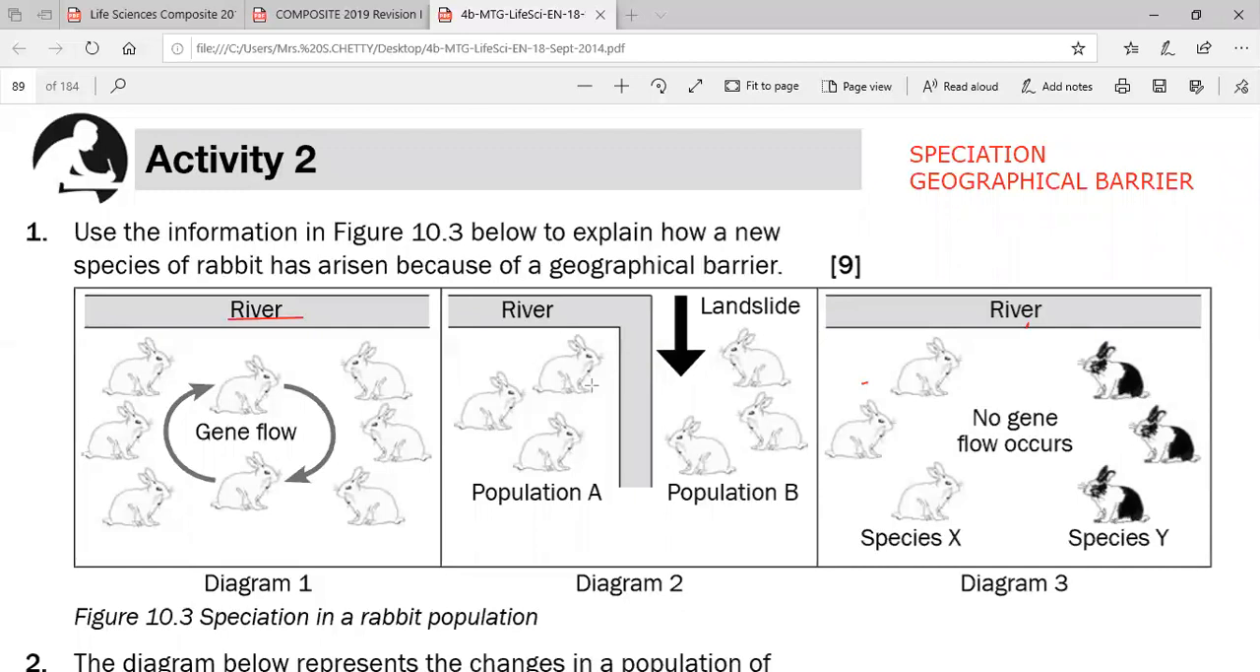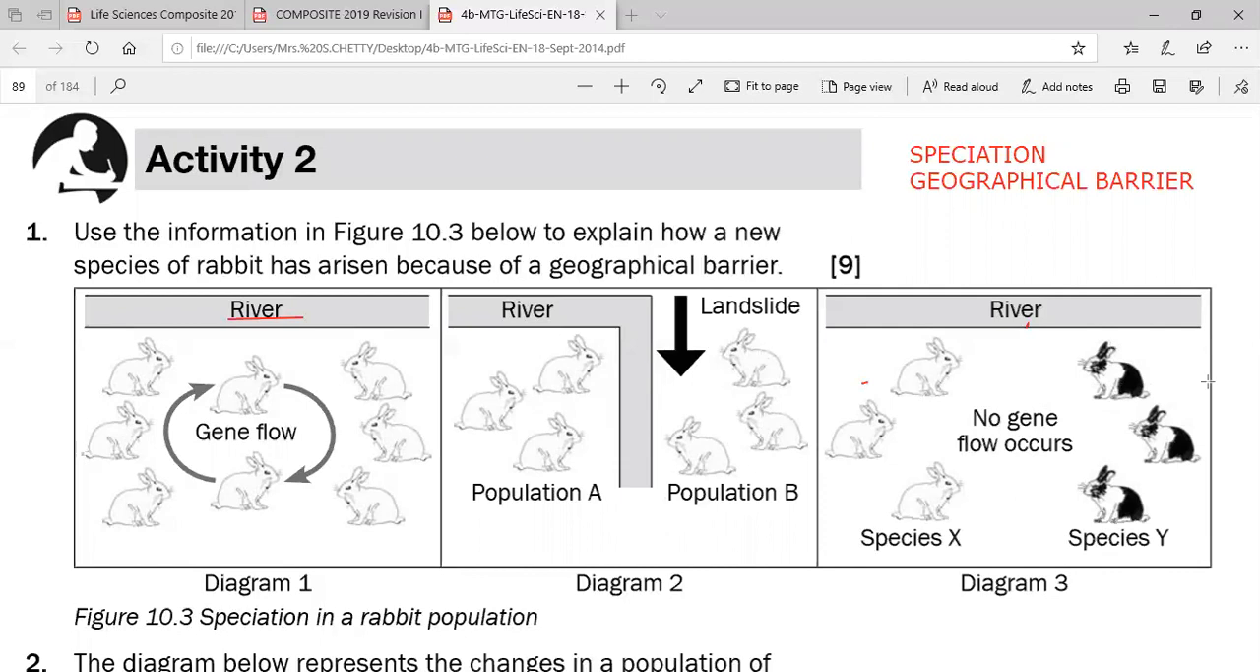Now, if you look here, this one stayed the same. If it stayed the same, most probably it's in the same environment. But the change occurred here in this population, in population B, because it was a totally new environment. So natural selection occurred here, and they became genotypically and phenotypically different from the other population.